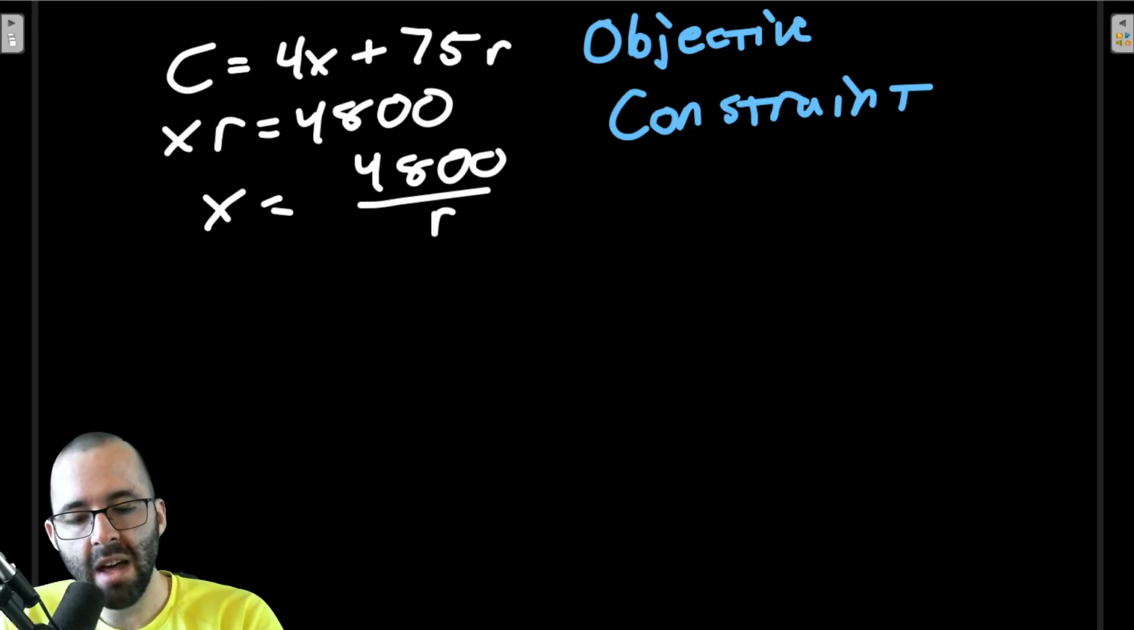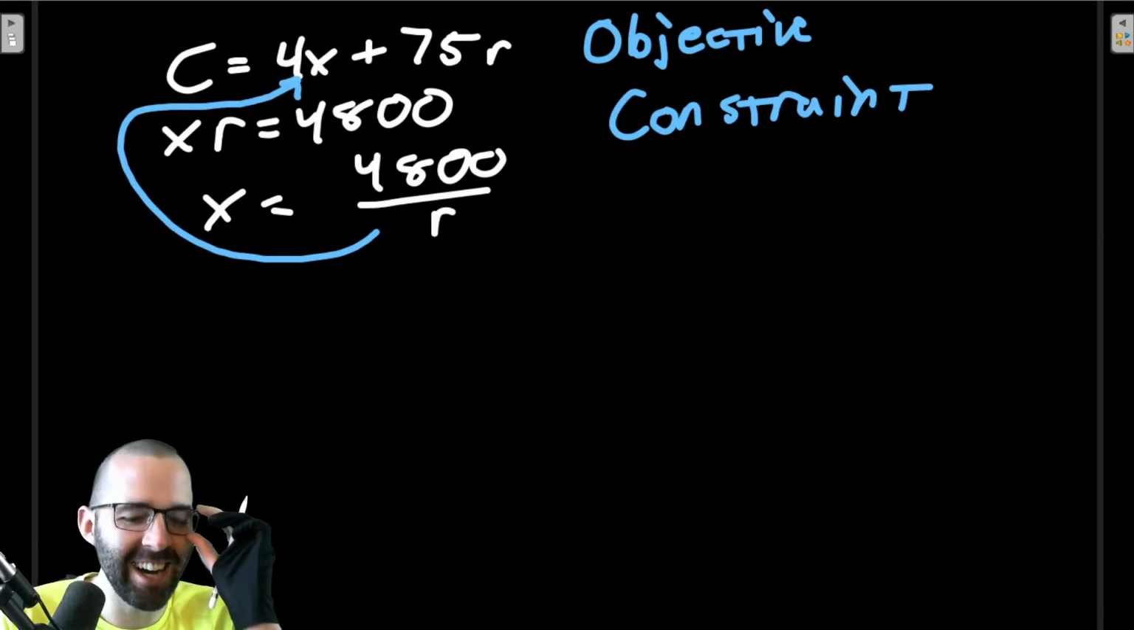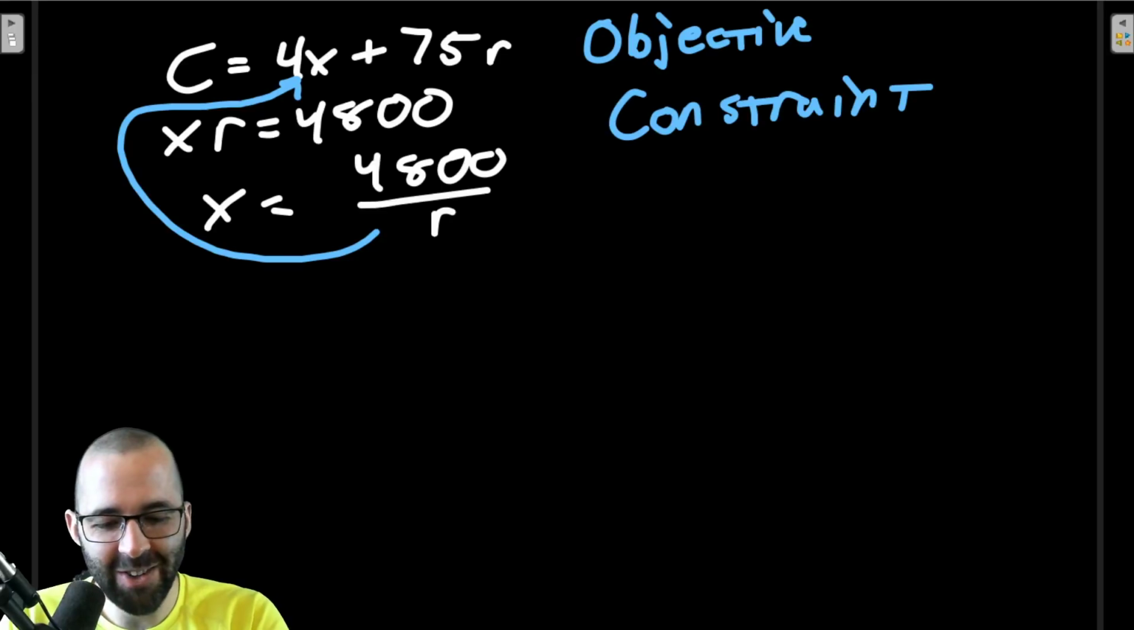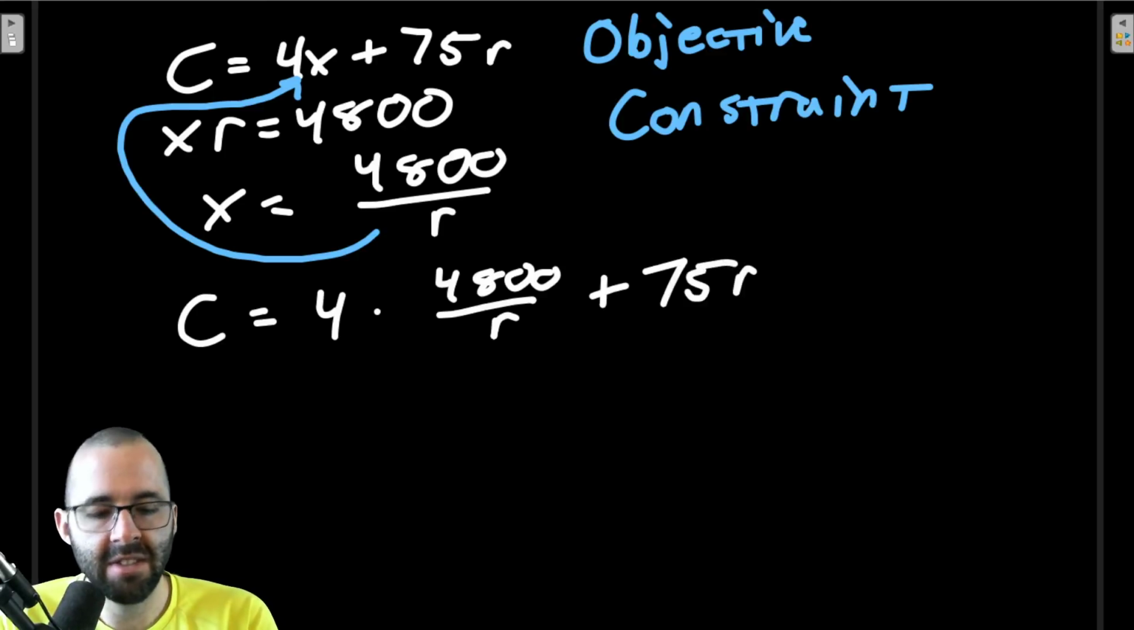And we plug that in for x. Woo, it's been a long day. We get our cost function now with only one variable. 4 times x. And x we said was 4,800 over r plus 75 times r. And now we have a function of a single variable. We can take the derivative and we can minimize it.